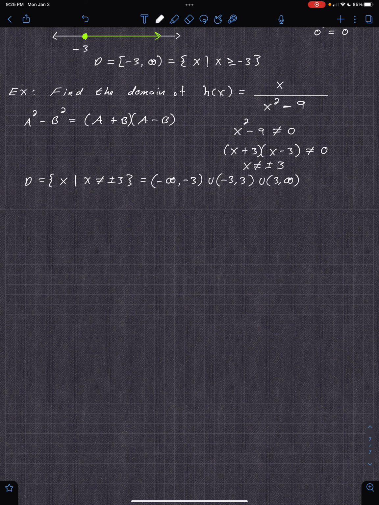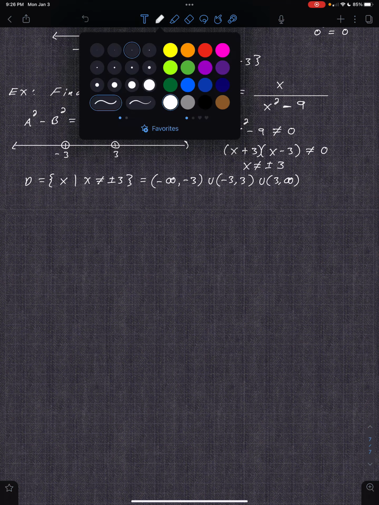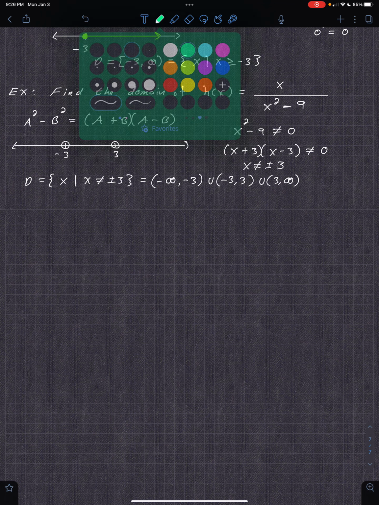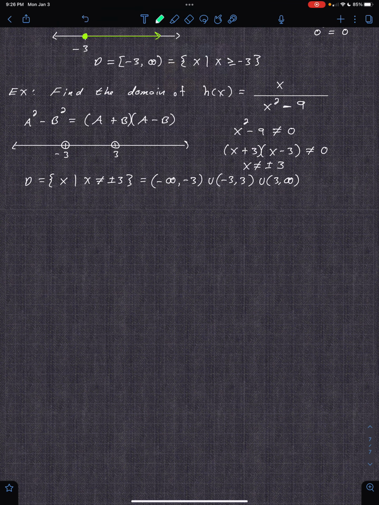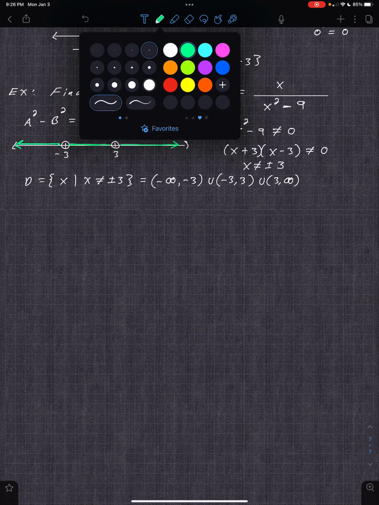Just for sake of discussion too, the graph of this thing, let's just do it right here. The graph of this thing would be basically just bouncing around negative 3 and 3 like this, and everything in between. So let's pick a different color here. You would have all of these values here, all of these values, all of these values. And then you do not include the 3 and negative 3.